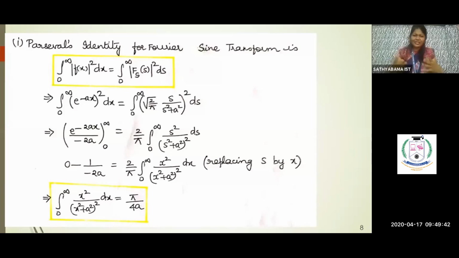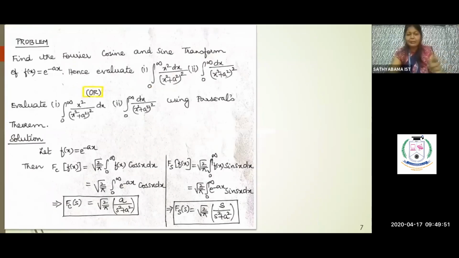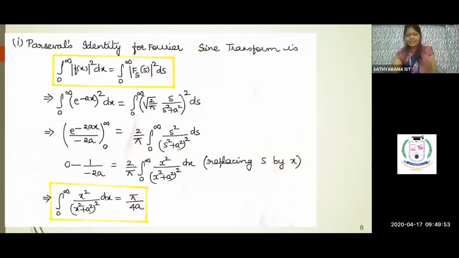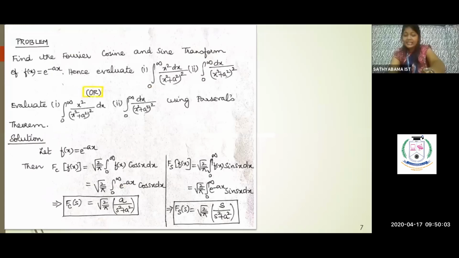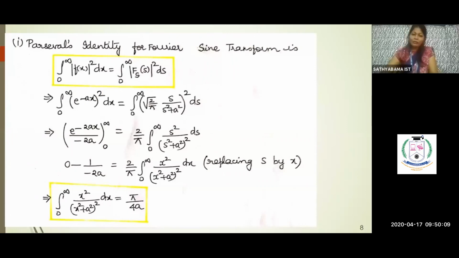Now all you have to do is substitute. It's very simple. Substitute for the left hand side, substitute for the right hand side. So what is f of x for us now? What is the function for us? e power minus ax. So substitute that. Integral of e power minus ax the whole square dx is equal to, on the right hand side, what should you do? You should substitute the Fourier sine transform of e power minus ax. That is what we found just now. What is the Fourier sine transform of e power minus ax? It's root of 2 by pi times s by s square plus a square. So substitute that here. So root of 2 by pi s by s square plus a square the whole square.